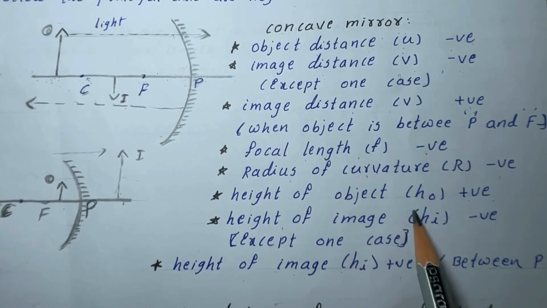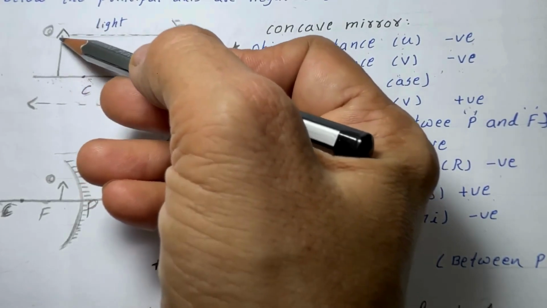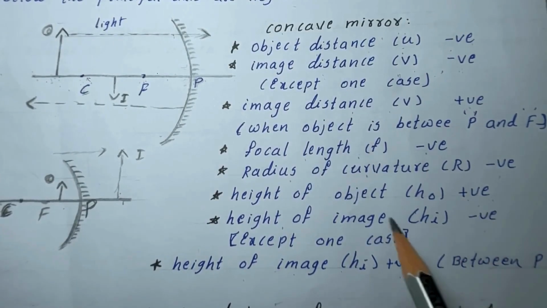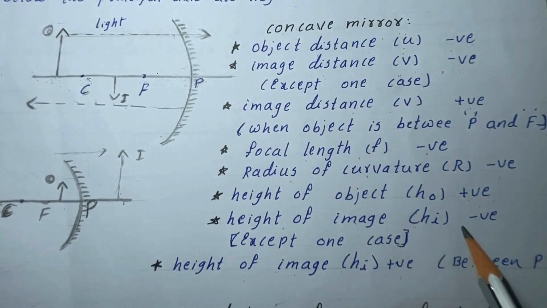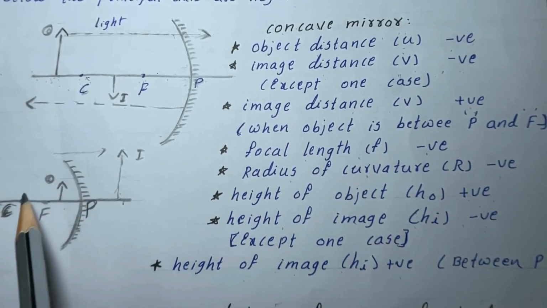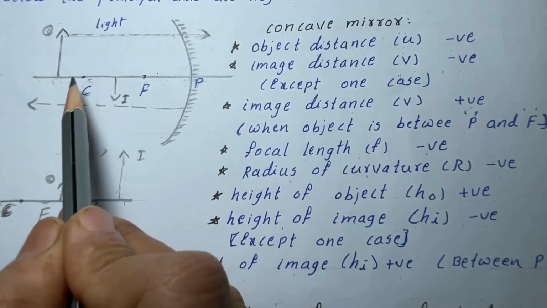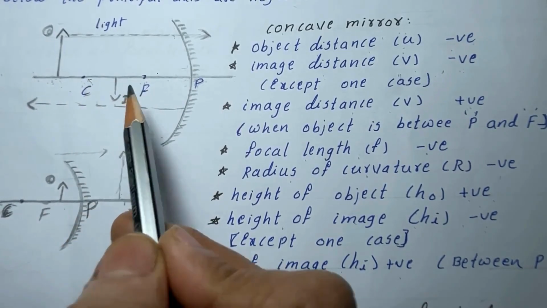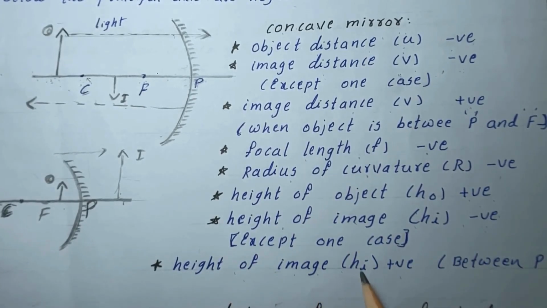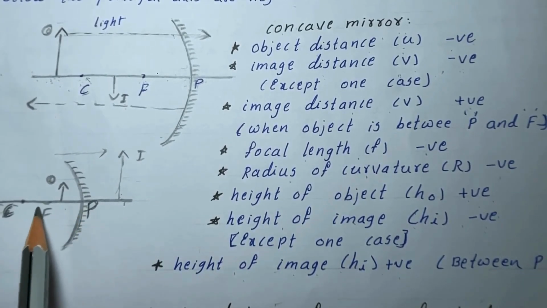Height of the object: the object is kept on the principal axis, so for an erect object, this is always positive. Height of the image is negative when the object is at infinity, away from C, on C, or between C and F. Height of the image is positive when the object is kept between P and F.